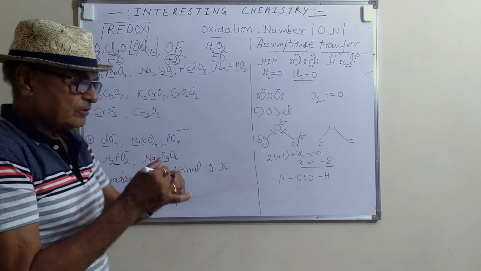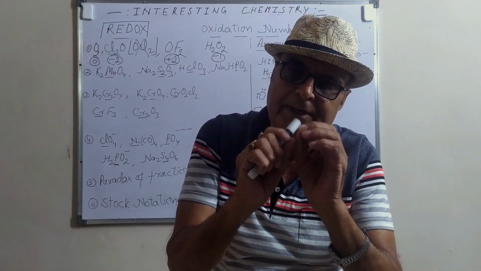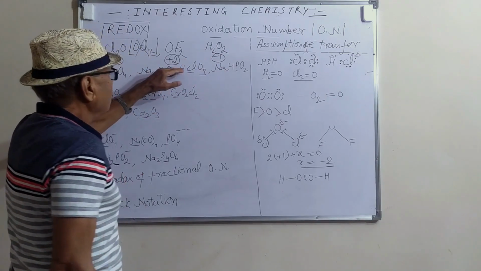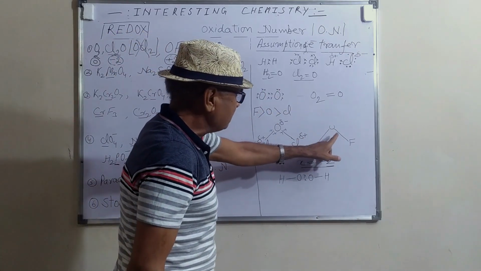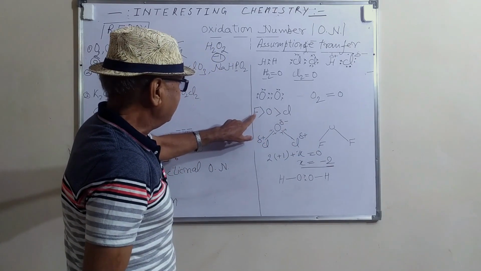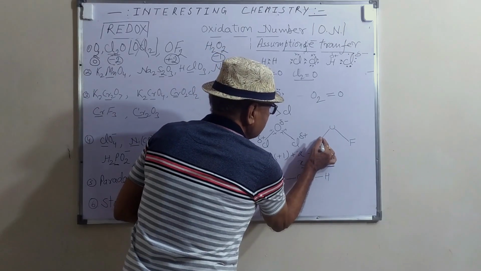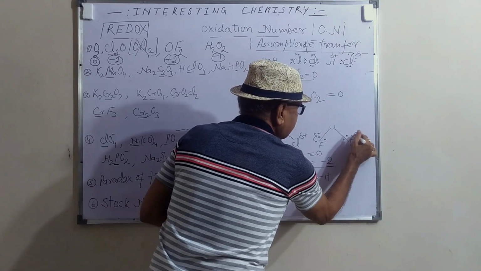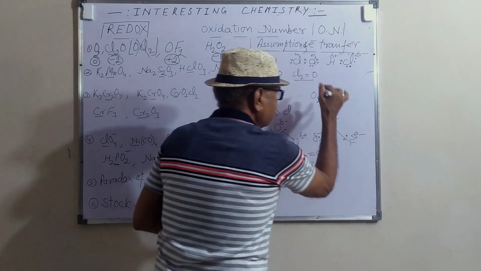As I told you, the oxidation number of oxygen is always -2, except in O2, OF2 and H2O2. Now I will discuss the oxygen in OF2. F is more electronegative than the oxygen atom, so the bonded pair of electrons shifts towards the fluorine. A partial negative charge occurs on the fluorine atom, and on oxygen there will be a partial positive charge.